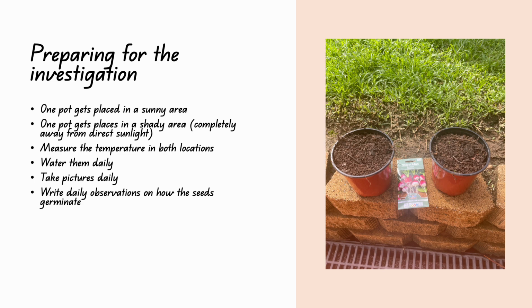Once we've potted and watered our seeds, we need to prepare for our investigation. One pot gets placed in a sunny area and one pot gets placed in a shady area that is mostly completely absent of sunlight. We should measure the temperature in both locations with a thermometer. The temperature in my sunny location was 31 degrees and my shady location was 24 degrees.